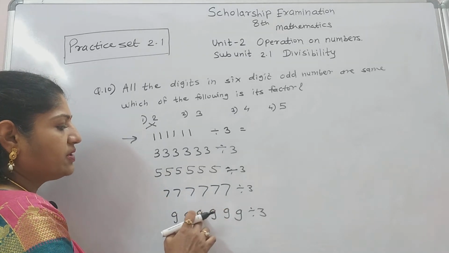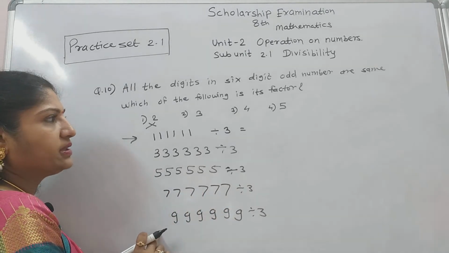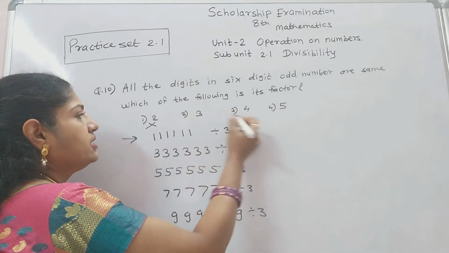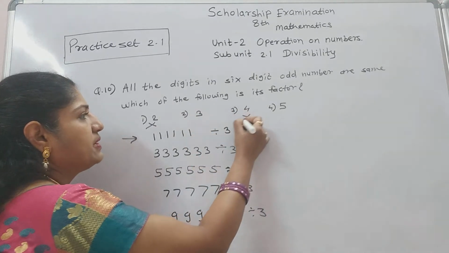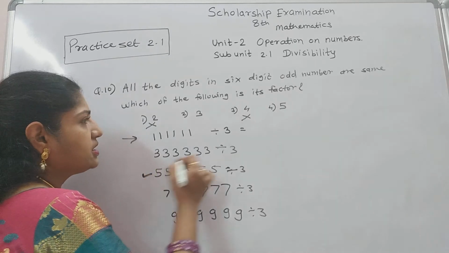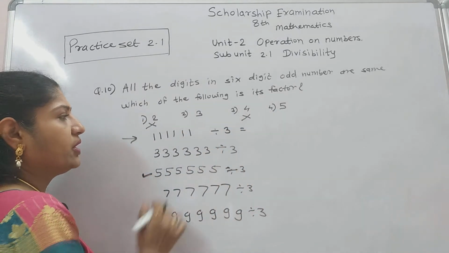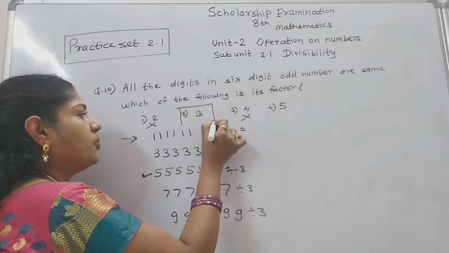9 plus 9 plus 9 plus 9 plus 9 plus 9. All these numbers are divisible by 3. These numbers are not divisible by 4. Only this number is divisible by 5. Other numbers are not divisible by 5. So our answer is option number 3.